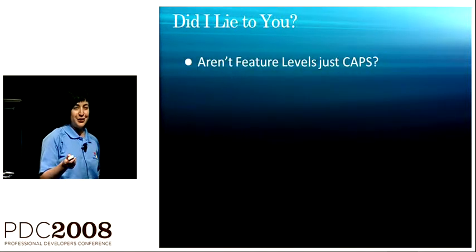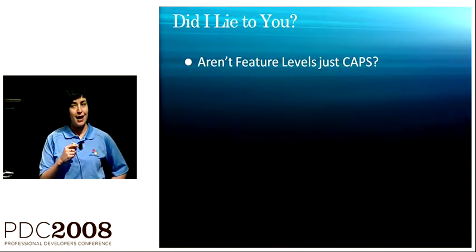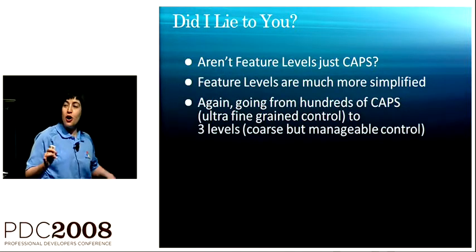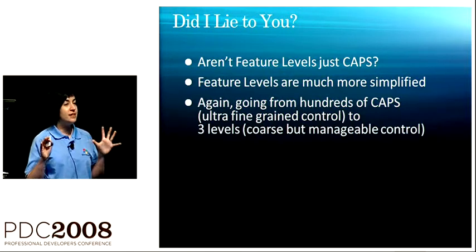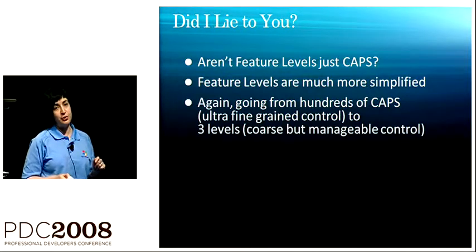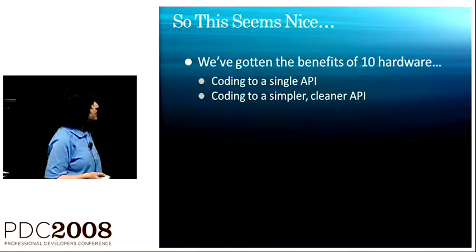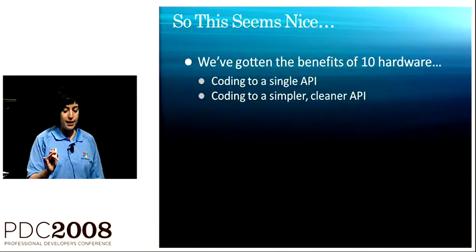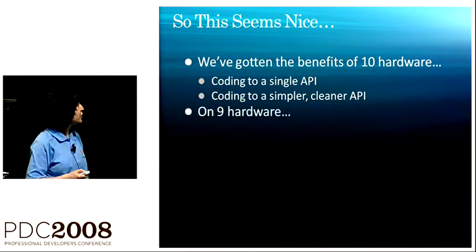So now some of you are sitting there saying, you lied to me, right? You said you were getting rid of those caps. Isn't this just caps? Well, not really, because again, the idea is that the feature levels are much more simplified, right? And again, we're going from these hundreds of caps, this ultra fine-grained control, to much more coarse but manageable control with 3 levels. Okay, so hopefully you're sitting out there and you say, okay, this seems nice. We've got the benefits of 10 hardware, coding to a simpler, cleaner API where I kind of really know how things are going to look.